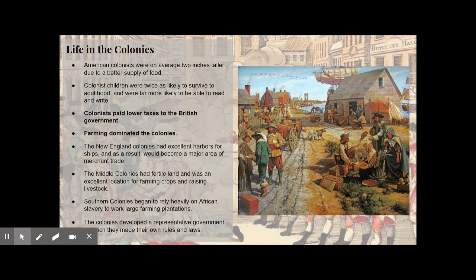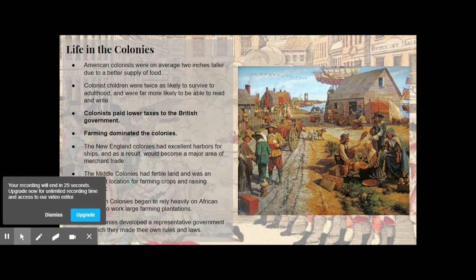They paid fewer taxes, probably because it was just harder to get the taxes to Britain, and it was harder to enforce tax laws. Now, farming dominated the colonies. Pretty much everyone was a farmer. If you were a lawyer, a doctor, a miner, if you had pretty much any profession, you were also a farmer on the side. They learned that lesson early on to grow their own food.